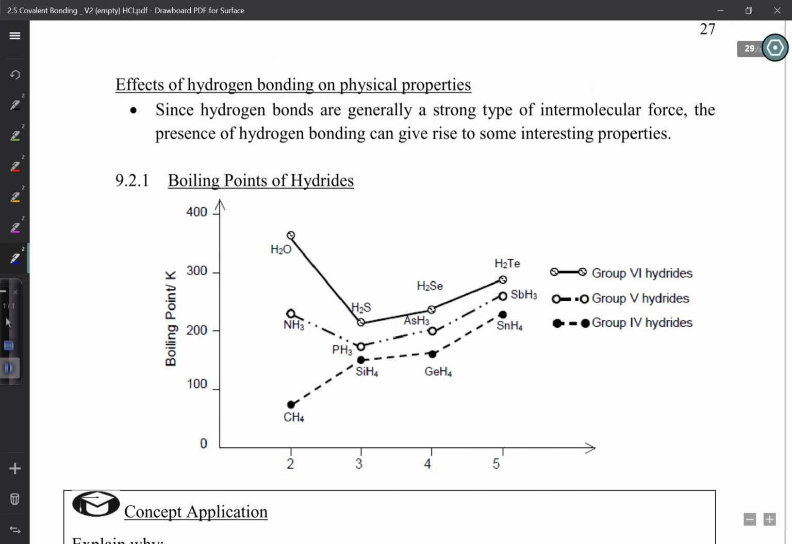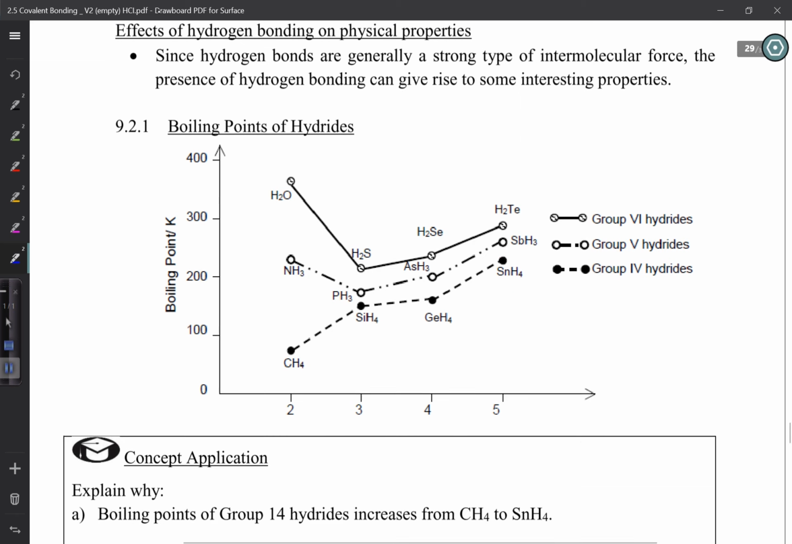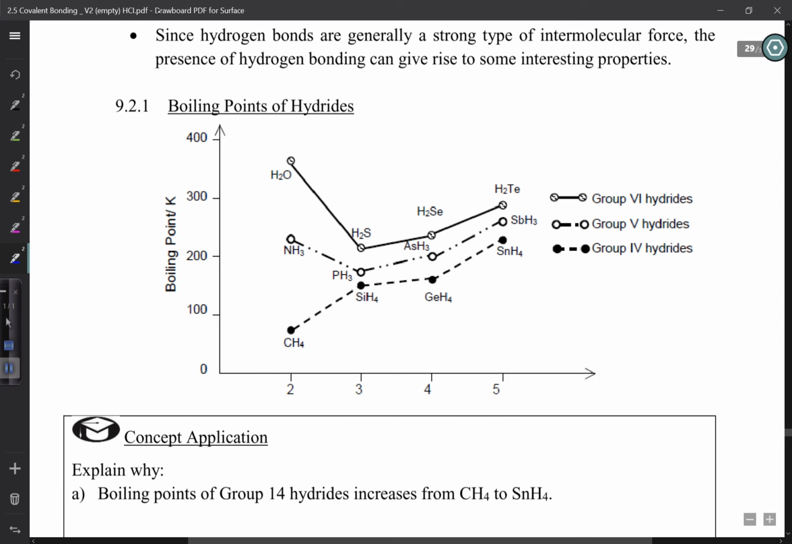So let's look at the effects of hydrogen bonding on physical properties, or why hydrogen bonding is important. Since hydrogen bonds are generally a strong type of intermolecular force, their presence can give rise to some interesting properties. The first is the trend in the boiling point of hydrides, which are those containing hydrogen. If you look at the black line, for the last 3 molecules, it is an increasing trend. You would expect H2O to be somewhere here, but how come H2O's boiling point is so much higher than even the heaviest hydride?